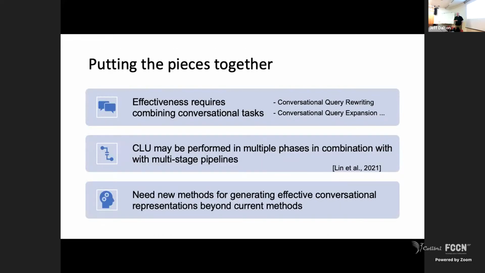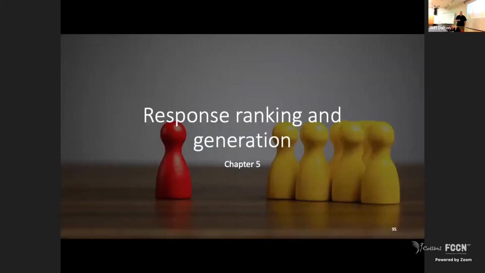Okay, so to summarize, we've looked at some of the language understanding tasks, the fact that we need multiple phases, the fact that we have to put together rewriting and expansion, and really there's significant room for improvement here. This is by no means solved. I just wanted to tell you where the state of the art is. There's a lot to do here. So I'd like to talk a little bit about response ranking and generation before lunch. Oh, we're going to be running out of time.